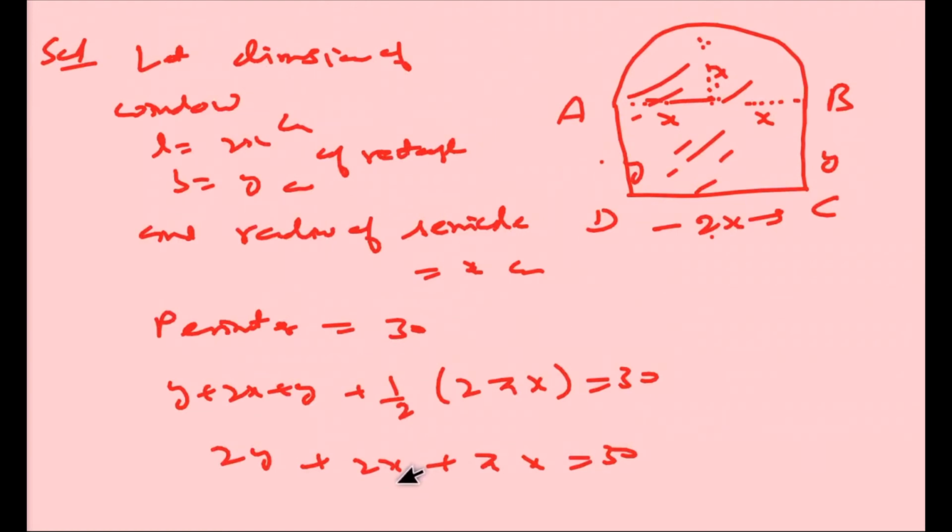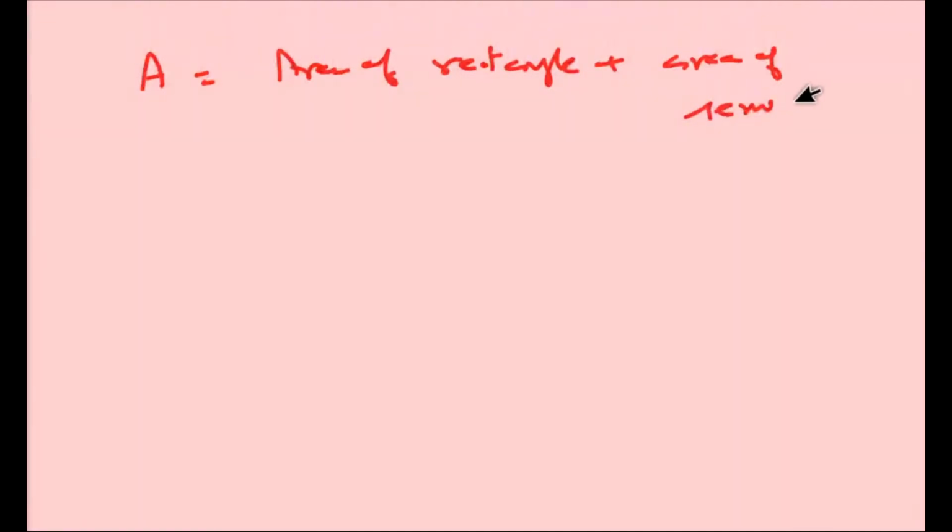Now we have to find the area for the maximum. So area equals the area of the rectangle plus the area of the semicircle. And you can understand that the greatest amount of light coming from the window means you have to find the maximum area. So 2x into y, length into breadth. The area of the semicircle is half pi r square.